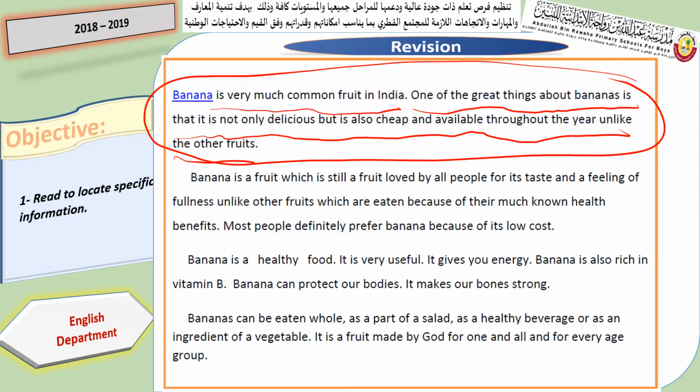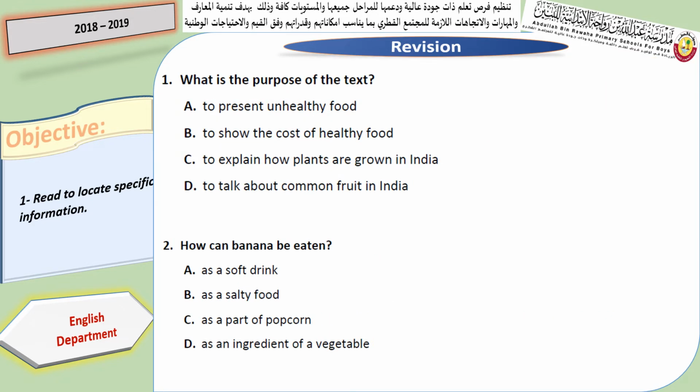As we have said, banana is a very common fruit in India. So the answer here should be: to present unhealthy food, to show the cost of healthy food, to explain how plants are grown in India, or to talk about common fruit in India. And of course this is the correct answer, to talk about common fruit in India.